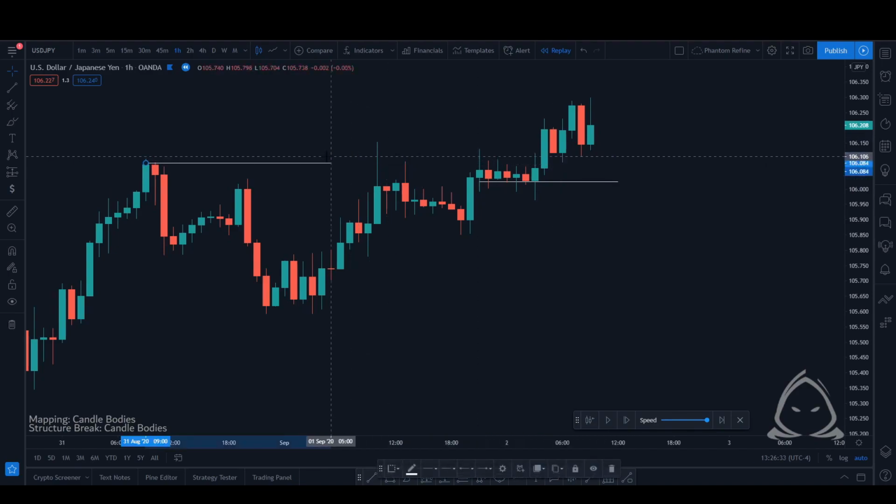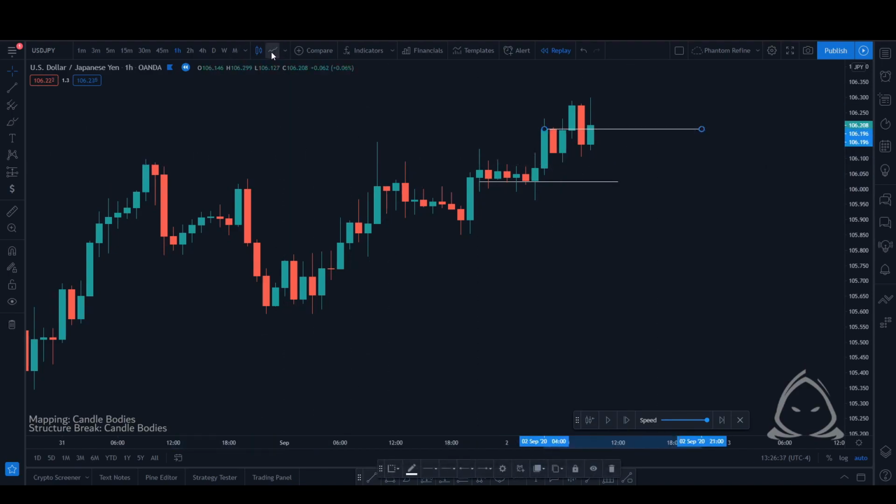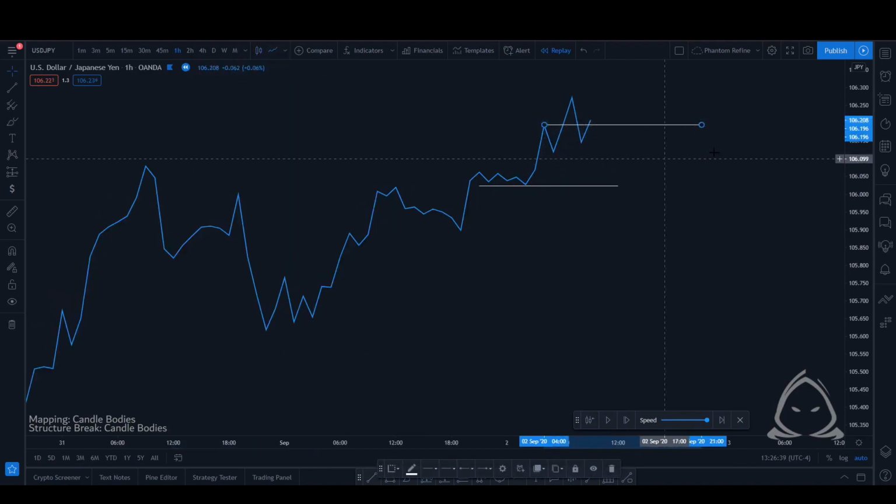And what we can see is price has created a high. Go back to the line chart, we can see we created that high and we've actually broken it.